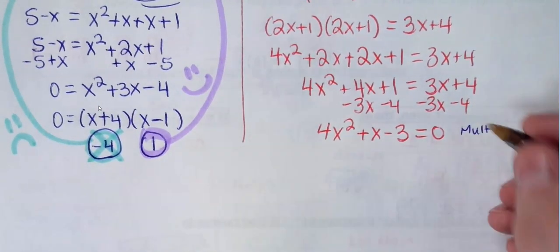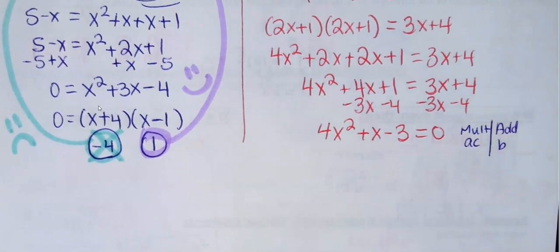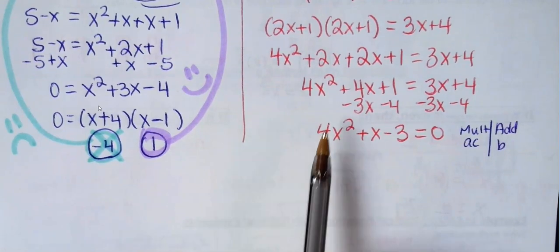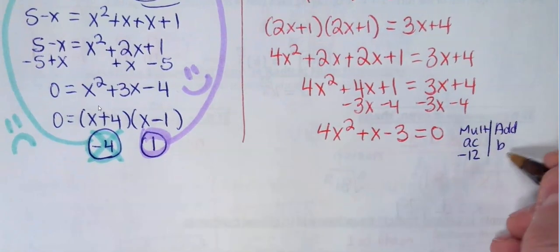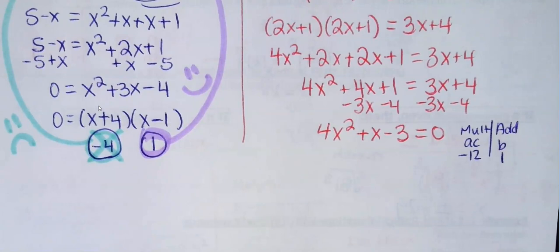I'm going to multiply a times c, and I'm going to add to the b value. For this question, because I have a number in front of the x squared, a times c would be 4 times -3, which is -12. And I want to add up to the b value. I just have one x there, so the b value would be 1.